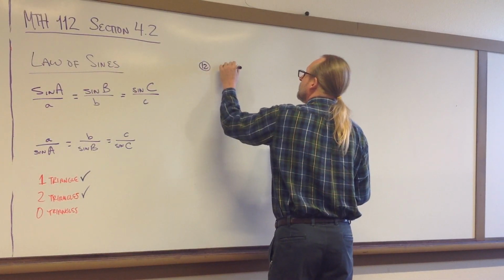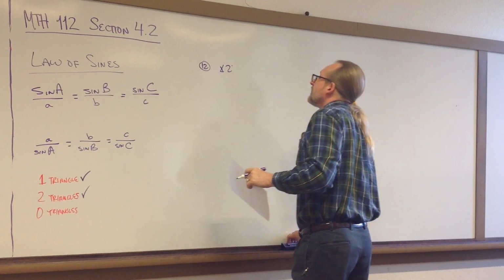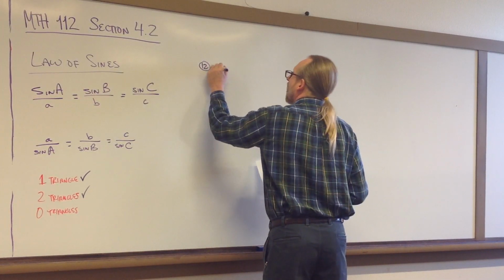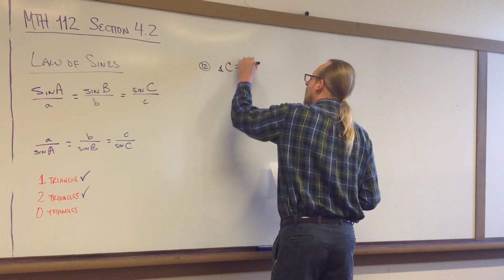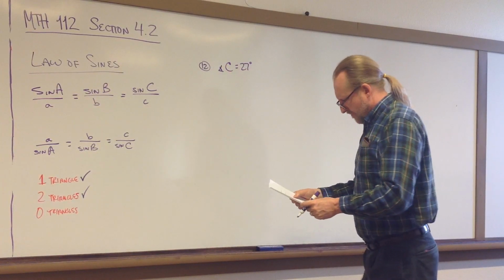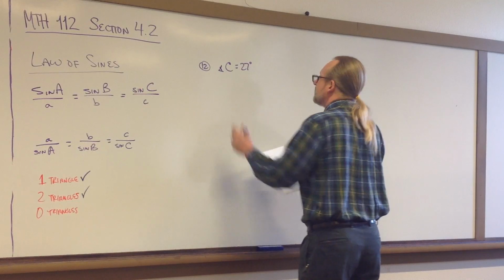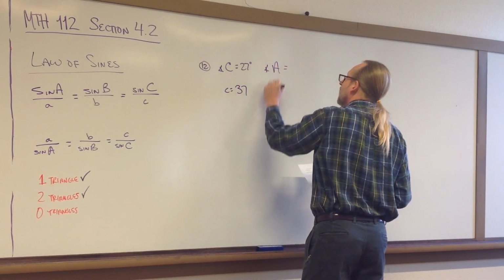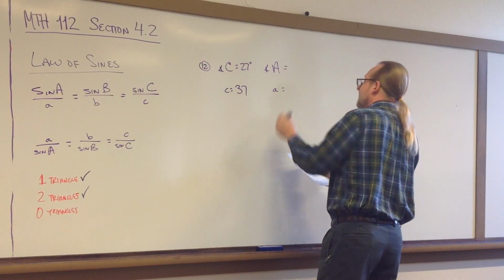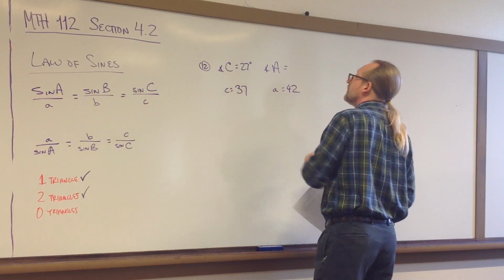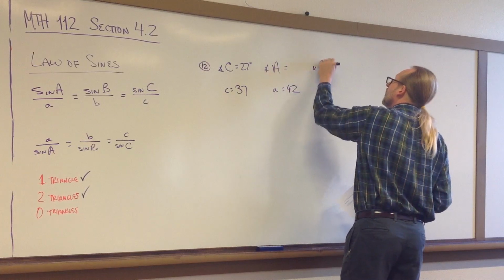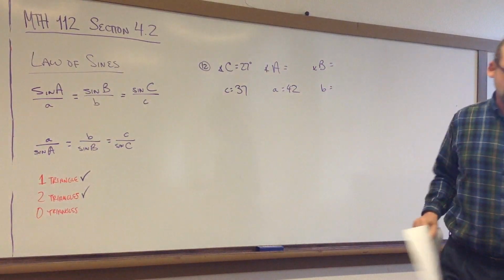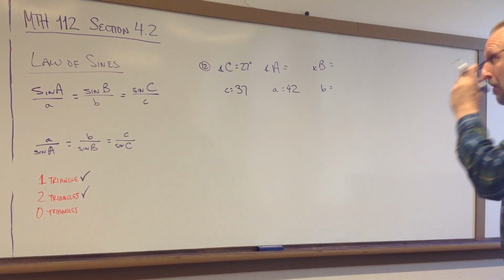Here, angle C is 27 degrees. Side C is a length of 37. We don't know angle A, but side A is given to us as 42. And then we're going to look for angle B and side B as well. Okay.